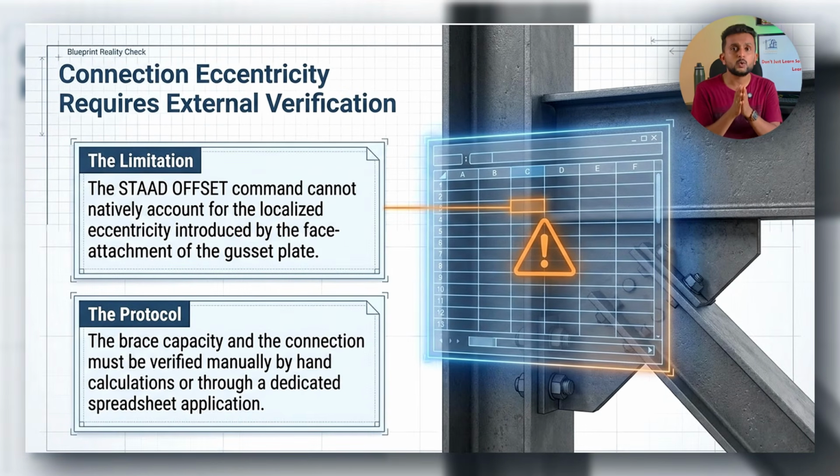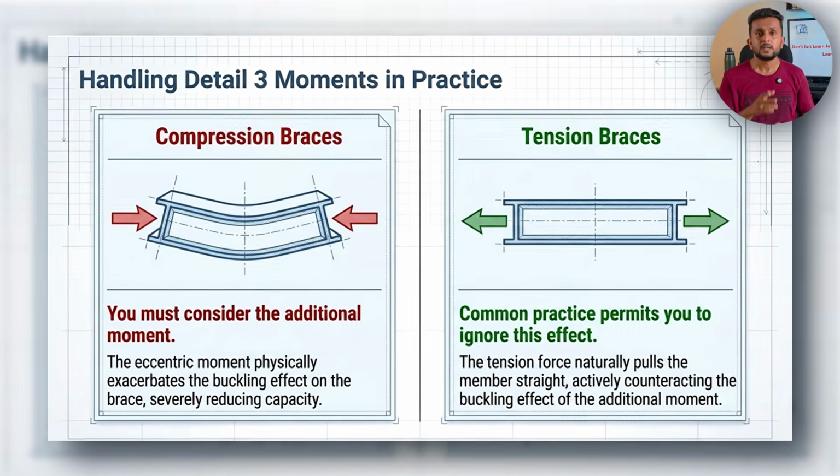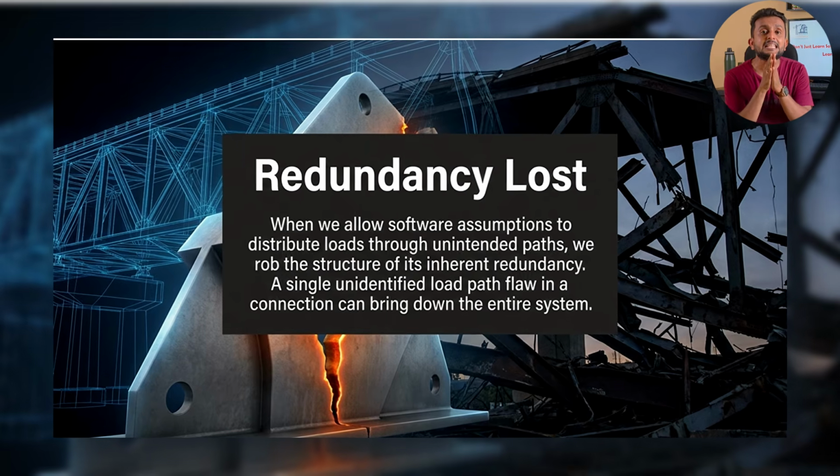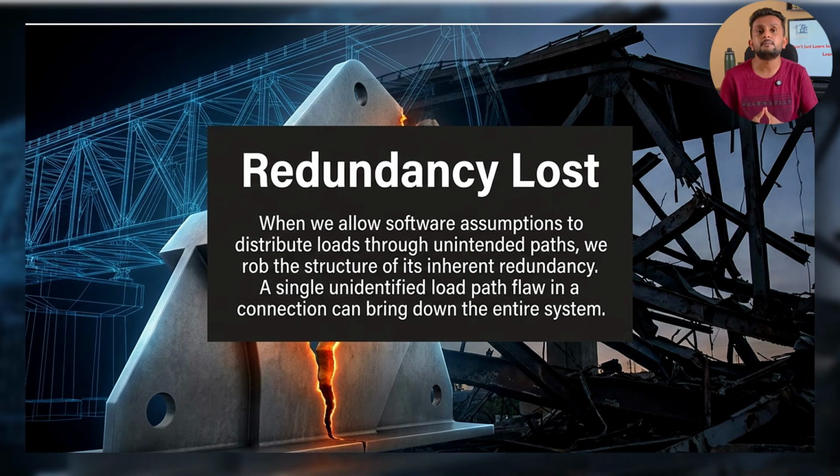And here is a genuinely useful field practice straight from experienced STAAD users. This additional brace moment is usually considered for braces in compression but ignored for braces in tension, because tension actually counteracts the buckling effect of the extra moment. This is exactly the category of error the I-35W investigation pointed to: a design that treated force interaction at a connection as simpler, more one-dimensional than the real 3-dimensional behavior of those members actually was.